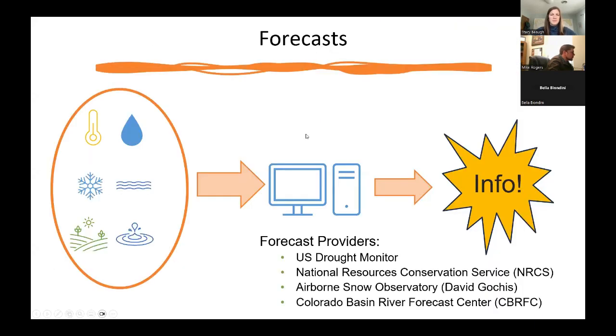All right. So the next topic we're going to talk about is the forecasts. Basically, we're gathering this information about temperature, precipitation, snowpack, streamflow, soil moisture, reservoirs. All of that raw data then gets fed into the different computer models, and that is then spitting out the info. So we're going to talk about a couple of the different information and forecast providers that are currently active in the Upper Gunnison right now. And then we'll talk about ways that we can start leveraging these products. So we're going to go over the U.S. Drought Monitor, the NRCS, and then the Airborne Snow Observatory and the Colorado Basin River Forecast Center.